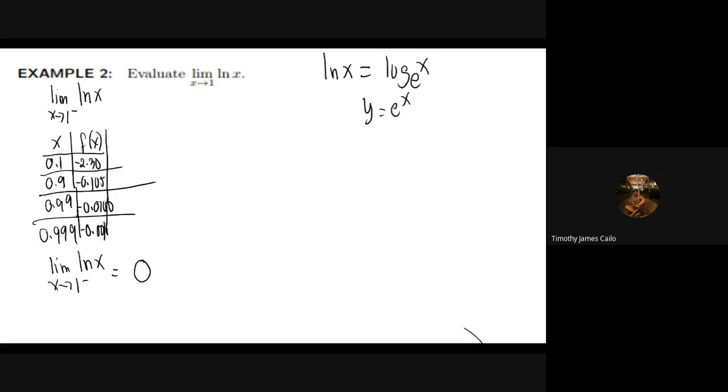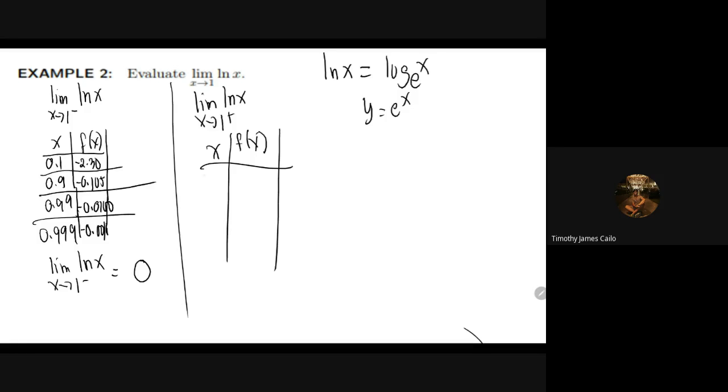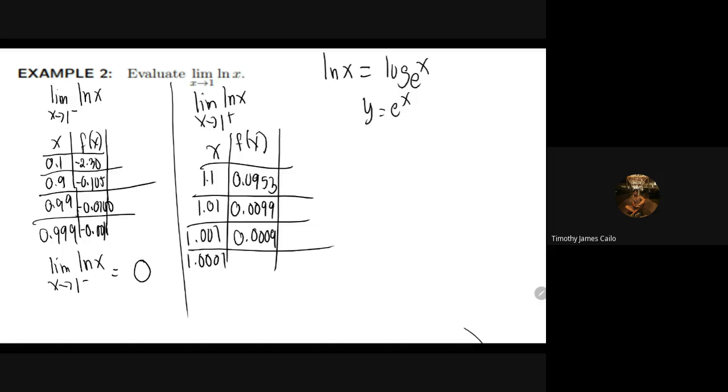So here, for the right-hand limit, the limit of the natural logarithm as x approaches 1 from the right. So we will start with 1.1, 1.01, 1.001, and one more, 1.0001. So the natural logarithm of x given that x is 1.1 is 0.0953. Double check my answer. 1.01, it's 0.0099. 1.001, that's 0.0009. 1.0001, so 0.00009.